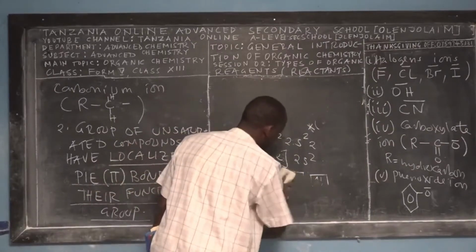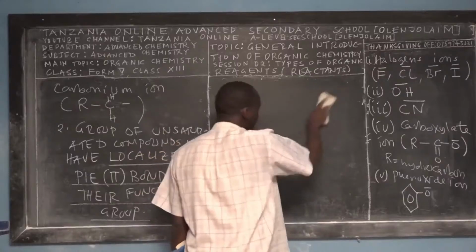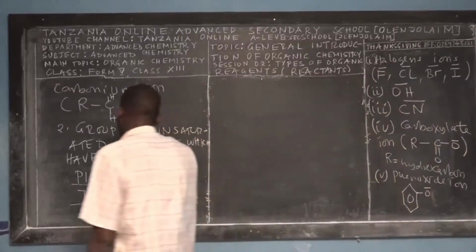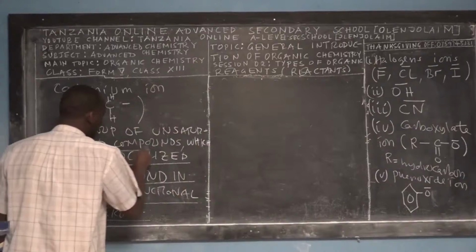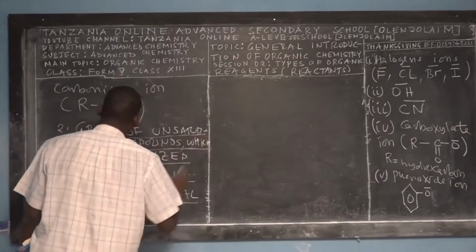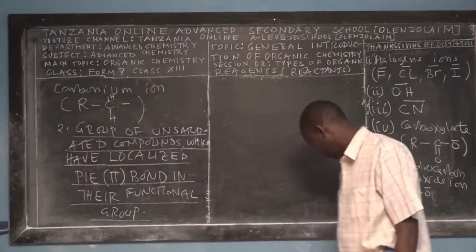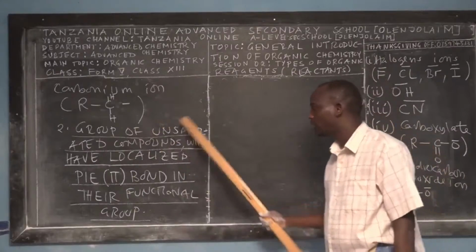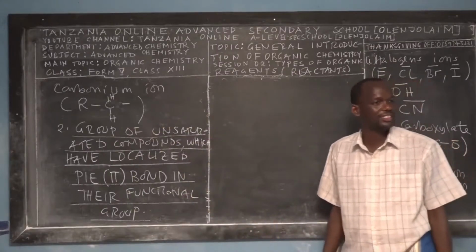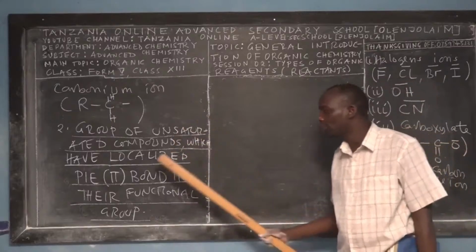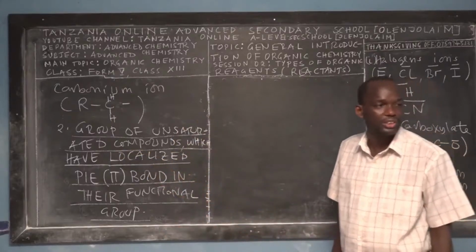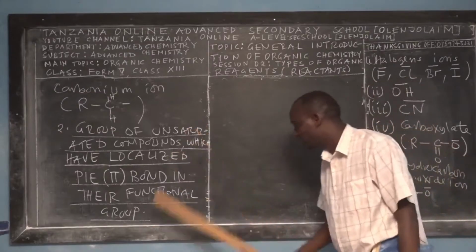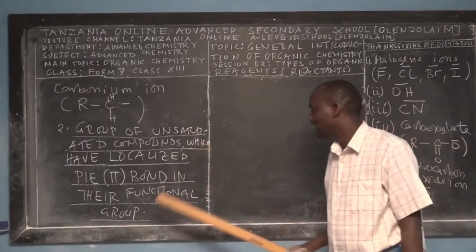Possibly you have never learned nucleophiles or types of organic reagent in this way. So this is the second type of nucleophile. Let us read together. Group of unsaturated compounds, number 1. The first vocabulary: unsaturated compounds. What are unsaturated compounds? If you have unsaturated compounds, we also have saturated compounds. So what does it mean in chemistry? If you don't know about that, think and look for the answer.